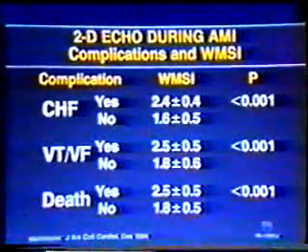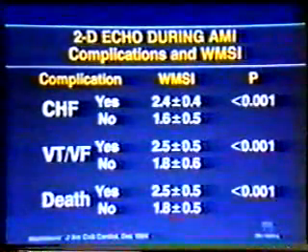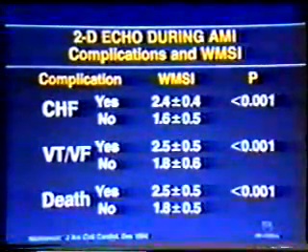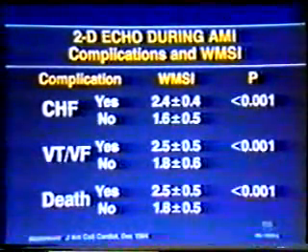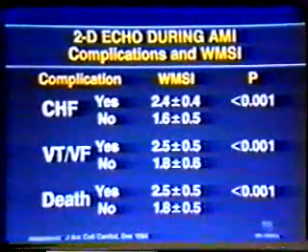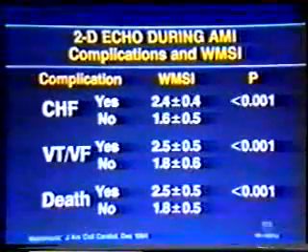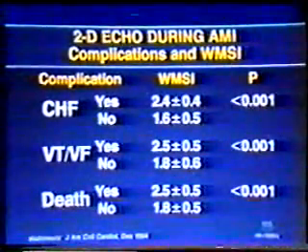Dr. Nishimura's article details our early experience with the wall motion score. He performed 2D echoes within 12 hours of admission on 100 consecutive patients admitted to our coronary care units to rule out infarction. 61 of these patients were later diagnosed as having acute infarcts based on standard criteria.